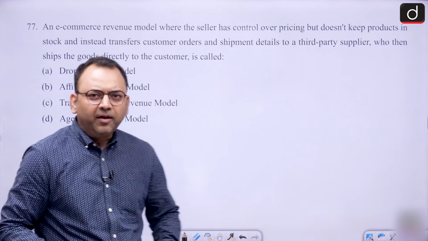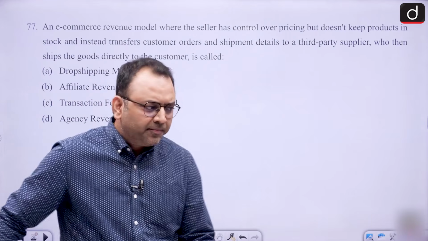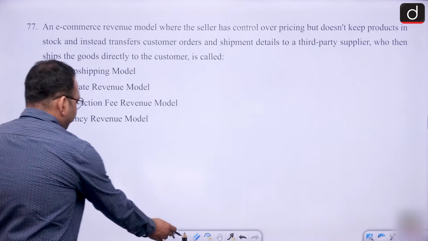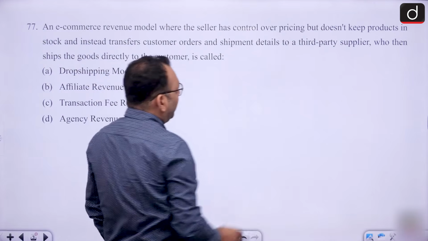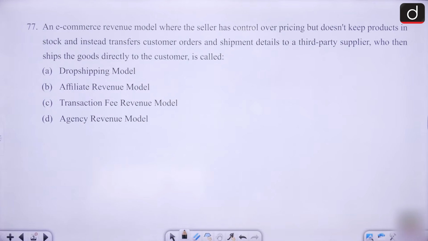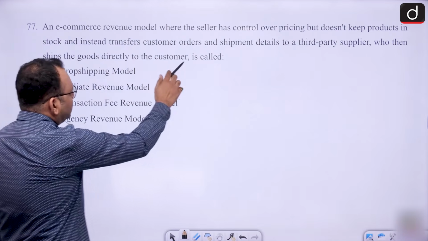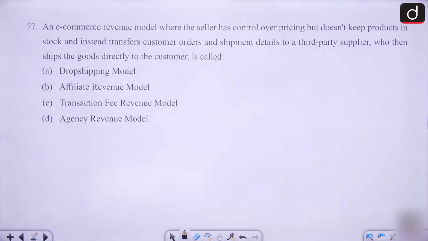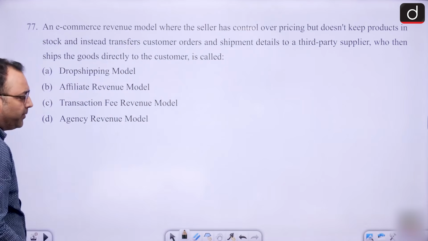The first question we have is about the e-commerce model. Friends, have a look at the question. It says that an e-commerce revenue model where the seller has control over the pricing but doesn't keep the products in his stock and instead transfers customer orders and shipment details to a third party supplier who then ships the goods directly to the customer is called.